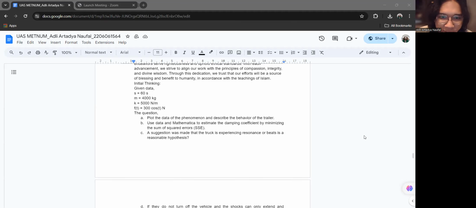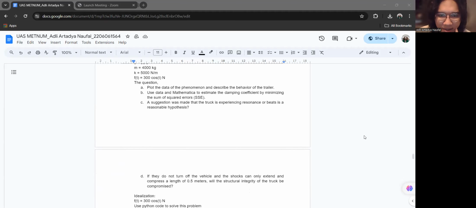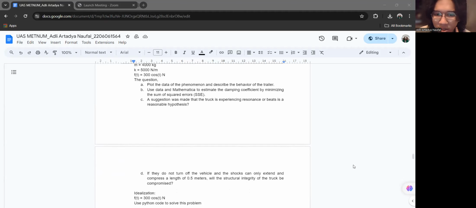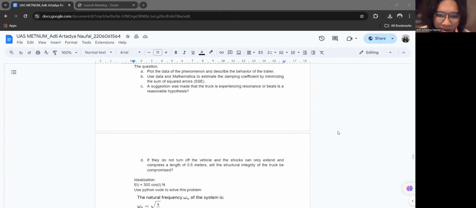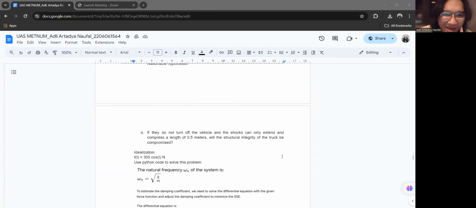And C, a suggestion was made that the truck is experiencing resonance or beats, which is a reasonable hypothesis. And the last question is, if they do not turn off the vehicle and the shocks can only extend and compress a length of 0.5 meters, will the structural integrity of the truck be compromised? And this is the idealization with the function F(t) equals 300 cos(t) in newtons.